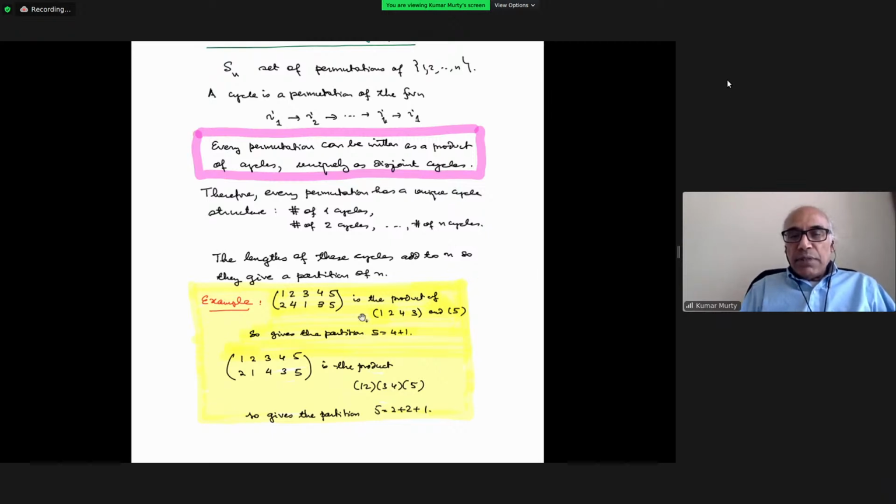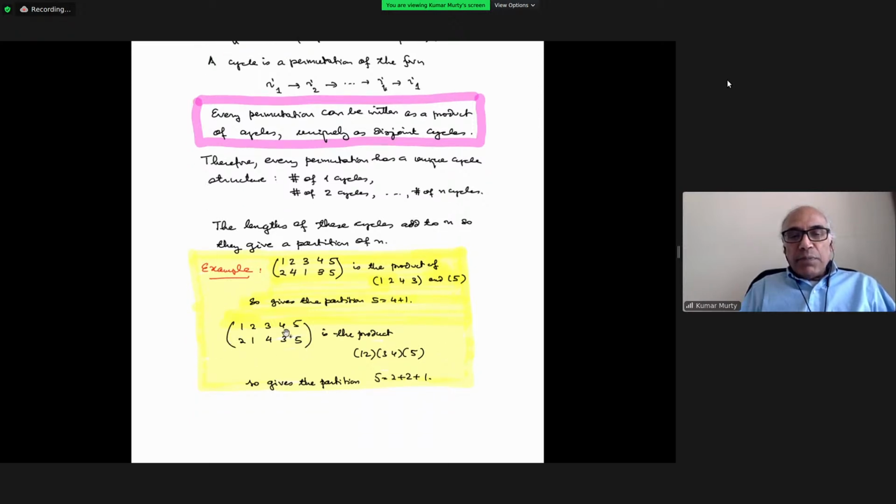So for example, if you have this permutation on 5 letters, 1, 2, 3, 4, 5, that takes 1 to 2, 2 to 4, 3 to 1, 4 to 3, 5 to 5. That's the product of these 2 cycles, (1 2 4 3) and (5). 5 gets fixed. And that gives the decomposition: 5 is 4 plus 1. Here's a 4-cycle and a 1-cycle.